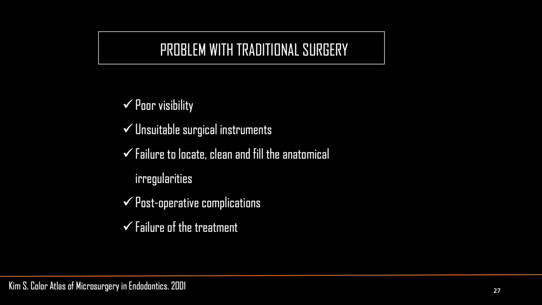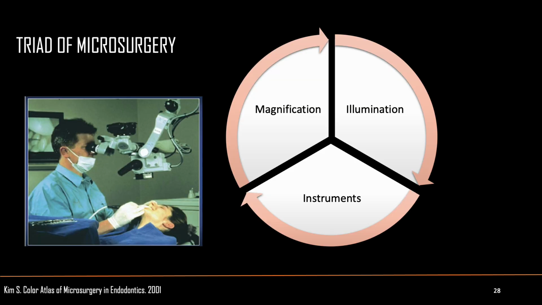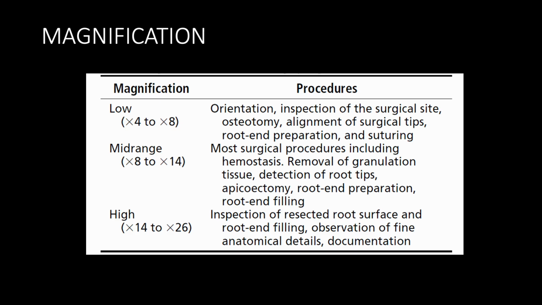Now, what are the problems with traditional surgery? Poor visibility, unsuitable surgical instruments, failure to locate, clean and fill the anatomical irregularities, post-operative complications, and failure of the treatment are problems with traditional surgery. Microsurgery always involves a triad, and this triad is comprised of magnification, illumination, and instruments.